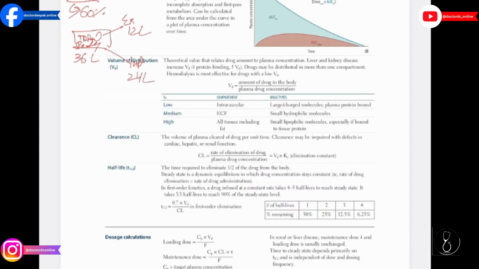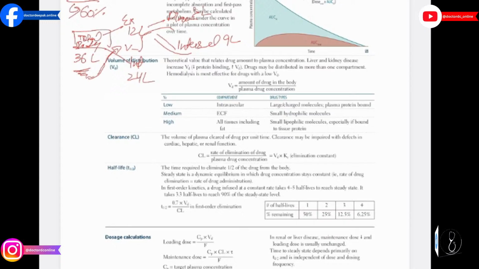Fine? The extracellular compartment further divides into two compartments, plasma and interstitial fluid. The plasma is 3 liters, and the interstitial fluid is 9 liters. So the drug comes here, going from the intravascular space to the extracellular fluid, to the plasma and interstitial fluid. This is the volume of distribution of a drug.